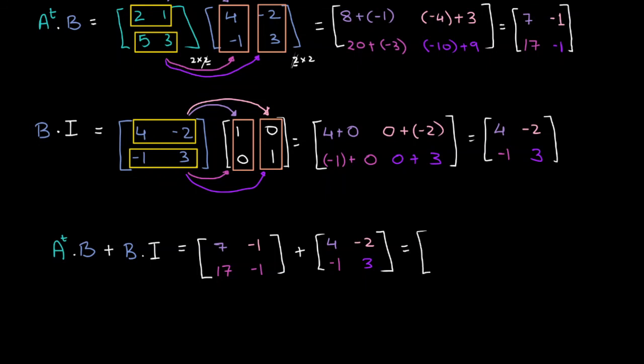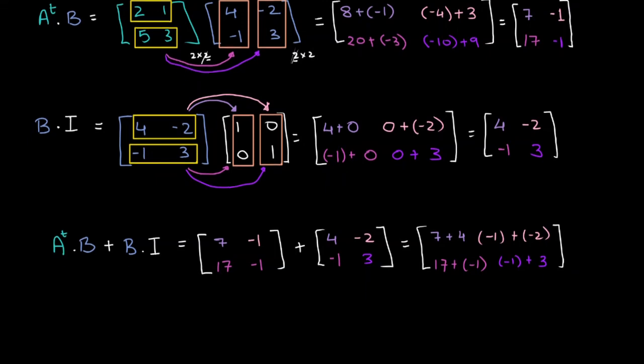So we have 7 plus 4, which gives us, let's just write the step down here, 7 plus 4. Minus 1 plus minus 2, right? 17 plus minus 1 in the next one. And finally we have minus 1 plus 3. Right, that's our matrix. Okay, so let's just write our final answer now.